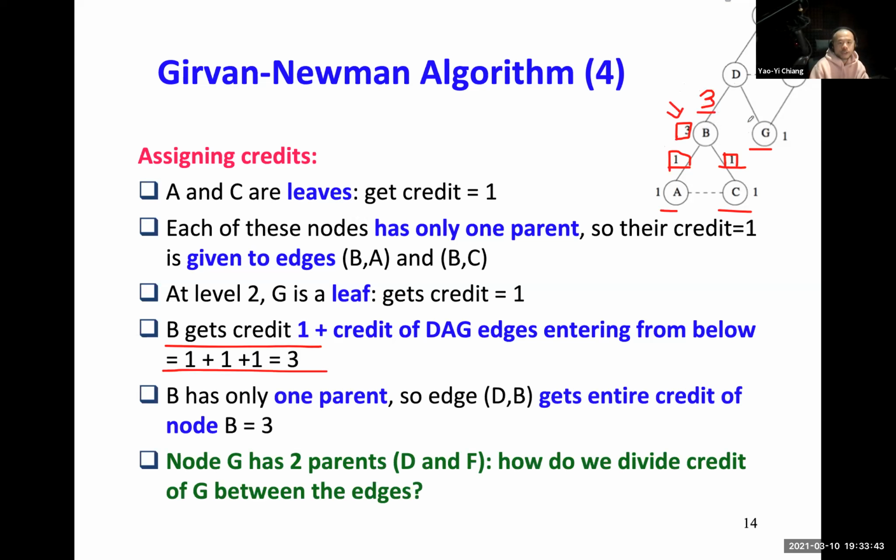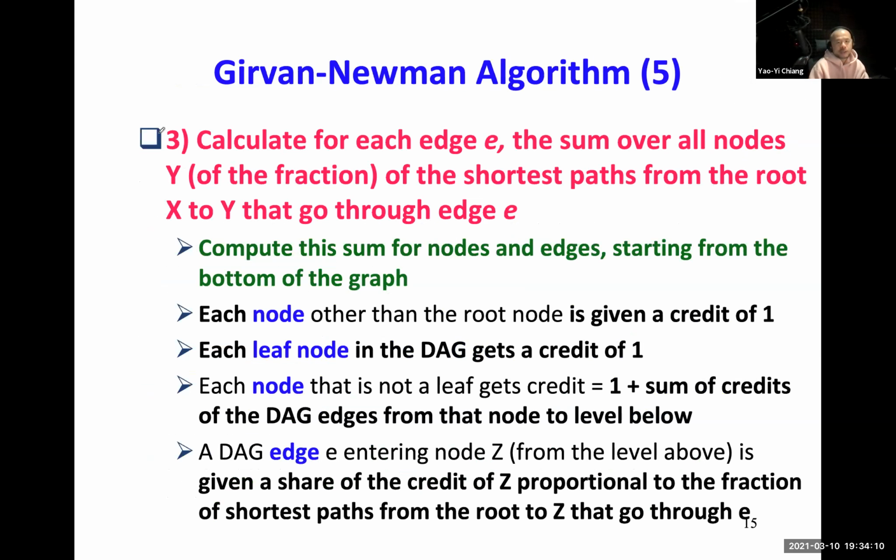If you look at G, G has 2 parents. So how do we divide this credit of 1? Well, very simple. You just do 0.5 and 0.5 here, right? Because there's one shortest path, one shortest path. They both have the same length because they are shortest paths, but the probability of choosing either one is the same. So how do we calculate that?